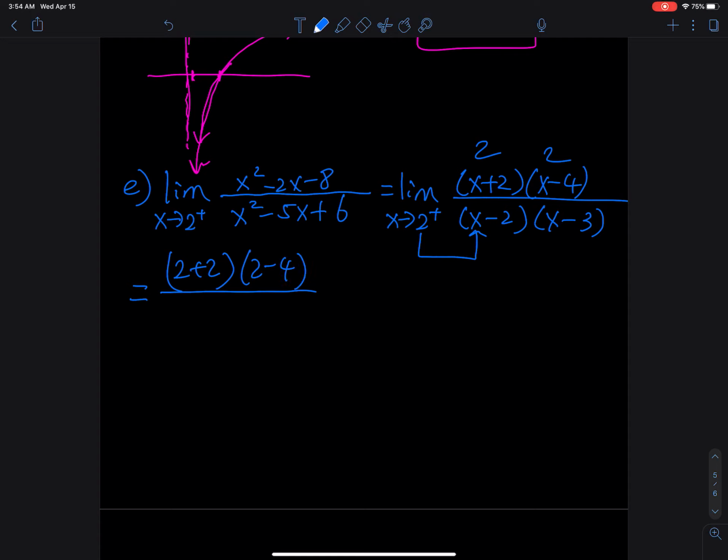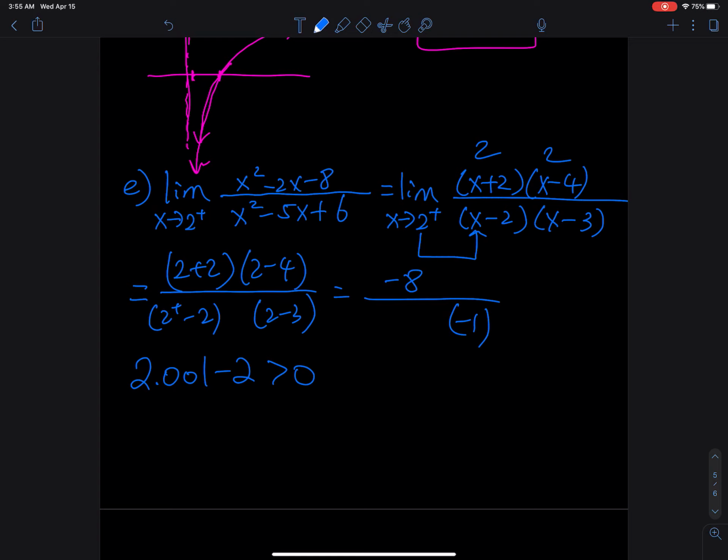All right, same thing for the minus 3, 2 minus 3. But the 2 plus affects that x. So 2 plus minus 2. So the top, we have a negative 8, right? The bottom, this is a negative 1. And then what is 2 plus minus 2? Something a little bit more than 2, like 2.001 minus 2. You get something a little bit greater than 0. So this is a 0 plus.